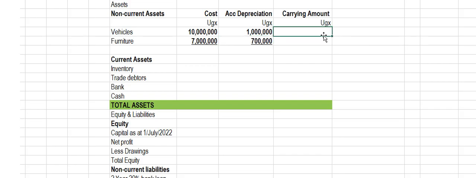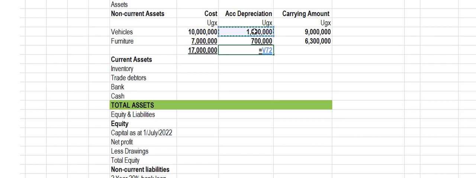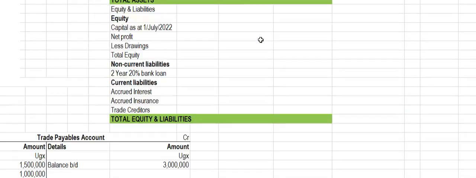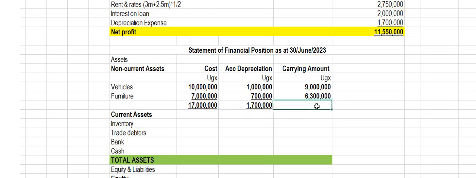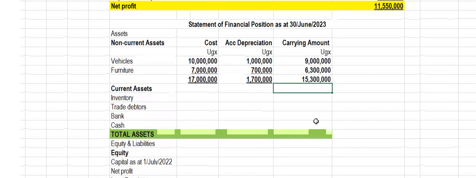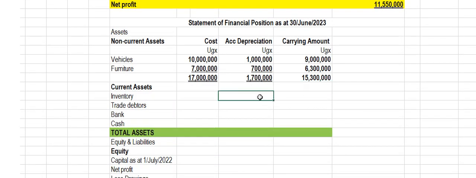Current amount, that is the cost of the asset less the accumulated depreciation. So you can now arrive at your current amounts by getting the cost less the accumulated depreciation. Then the total current amount of the non-current assets is 15,300,000. Inventory, trade debtors, bank and cash, we use the closing balances.